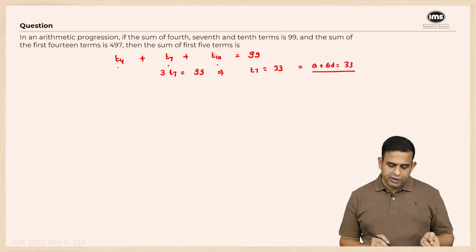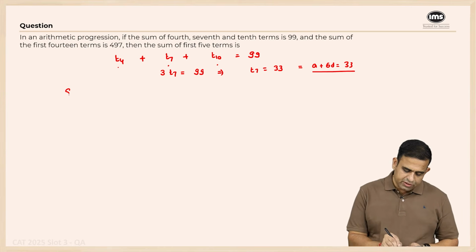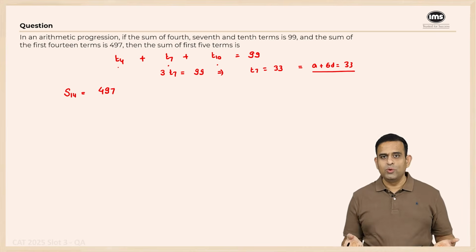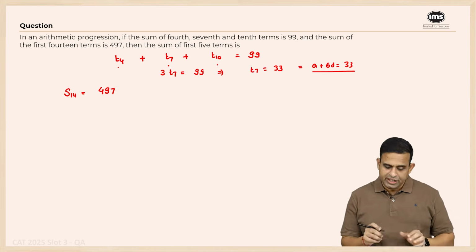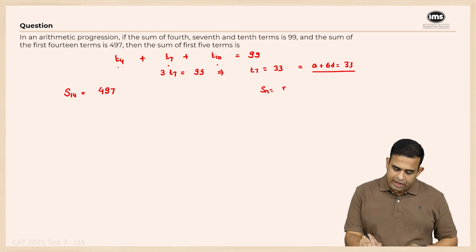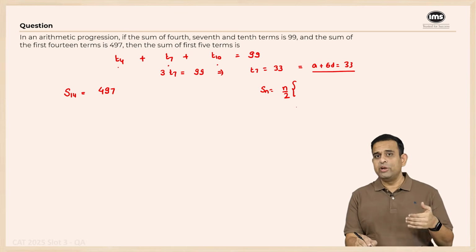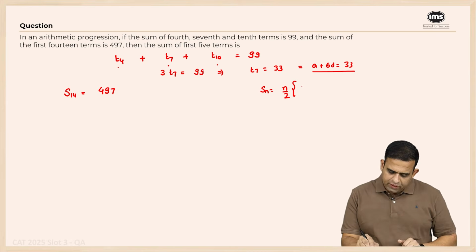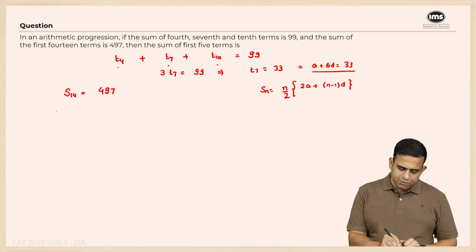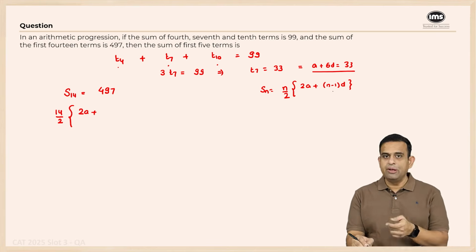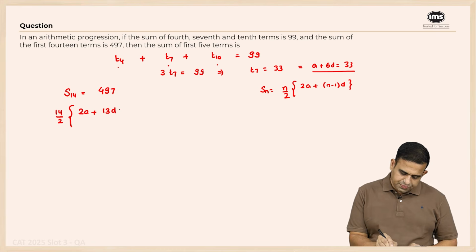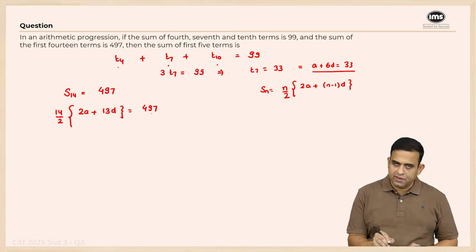Now what after that? They have given you the sum of the first 14 terms. So the sum of the first 14 terms is equal to 497. Now what is the formula known to us for the sum of n terms of an AP? n by 2 into 2A plus n minus 1 times D. This is our standard formula. You also have n by 2 into first term plus last term. You can do it multiple ways. So using 2A plus n minus 1 times D, this will be 14 by 2 times 2A plus 14 minus 1, which becomes 13D, is 497. Let's simplify this.